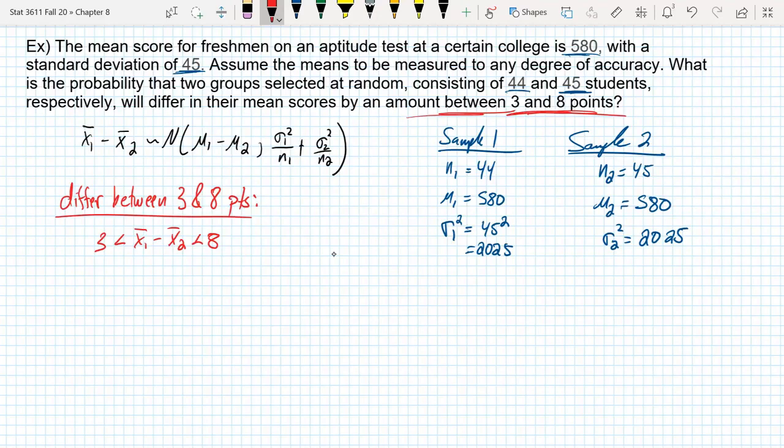But here's what I think is something you've got to be careful for. This could go either way. It doesn't say anything about sample 1 being larger than sample 2. So you could also have x2 bar minus x1 bar be between 3 and 8. This could go both ways. Now, what's nice about this is we can do this in one nice swoop and just look at x1 bar minus x2 bar, not look at the other mean, although there's nothing wrong with doing these two questions separately and then adding your results together.